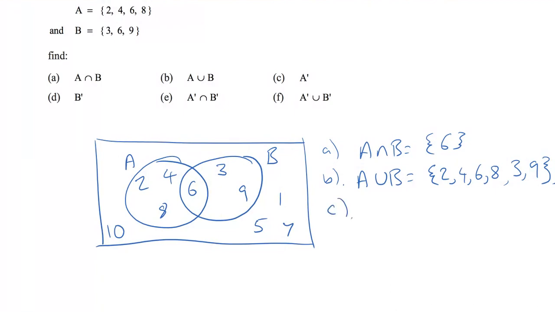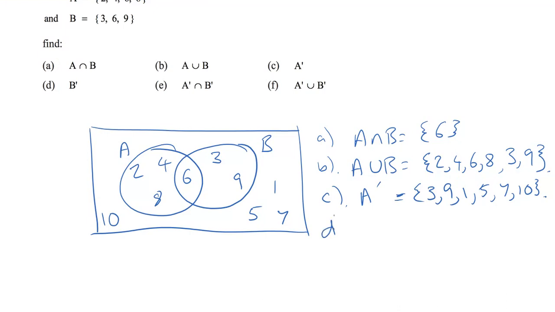Okay, moving on. So A dash. So this is items that are not in A. Well, we can see here the numbers that are in B that are not in A are 3 and 9. And as well as that, I've also got 1 and 5 and 7 and 10. So A dash is that set there, look. D, we've got to find B dash. Well, that is going to be the 2, 4 and 8 from A, as well as the 1, 5, 7 and 10 that are outside totally. So B dash is that set there, look.